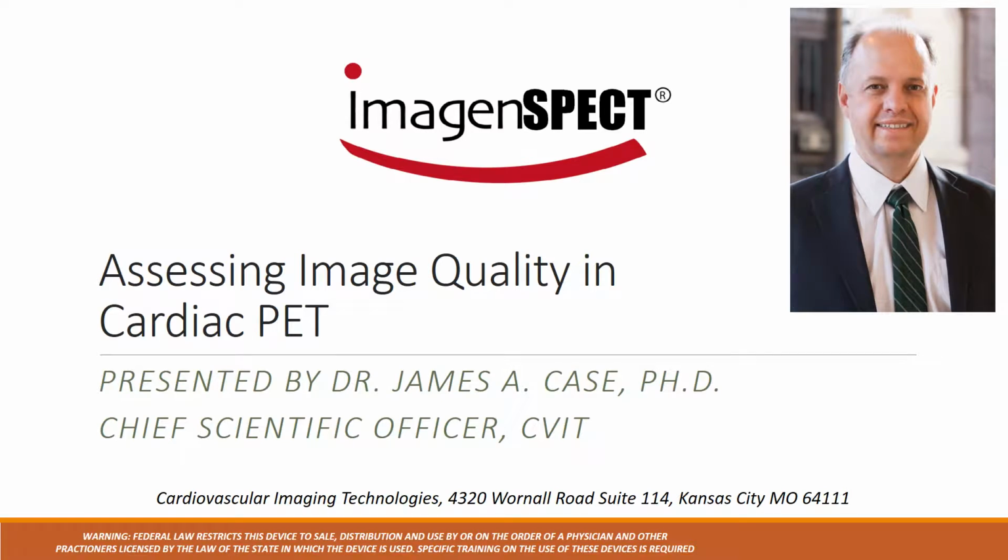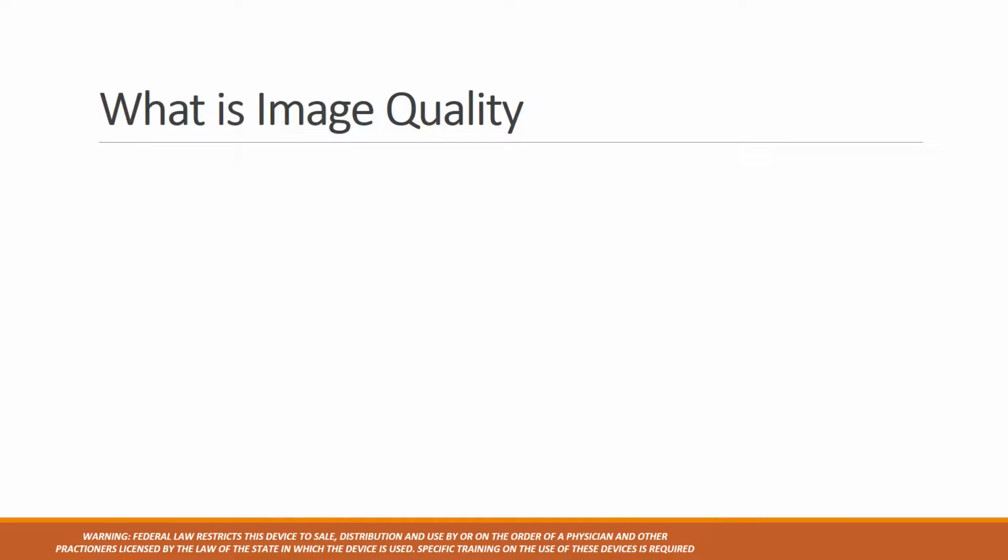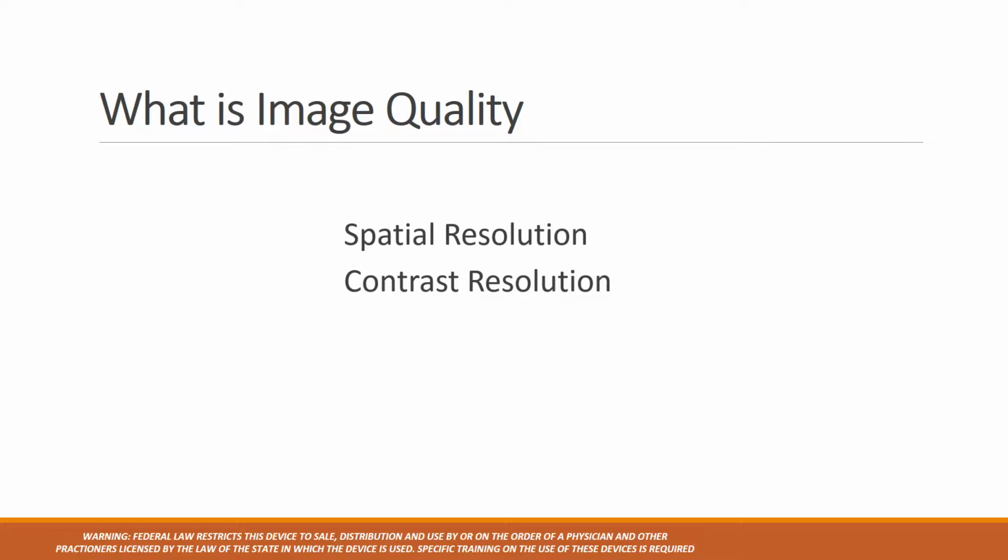This tutorial is designed to give you an understanding of how to use the tools within Imagen Pro to assess the image quality of myocardial perfusion PET studies. The term image quality broadly describes certain aspects of an image that describe the information content. These characteristics can be broken down into spatial resolution, contrast resolution, image noise, and image artifacts.